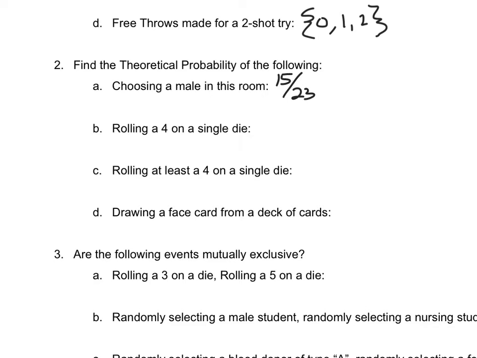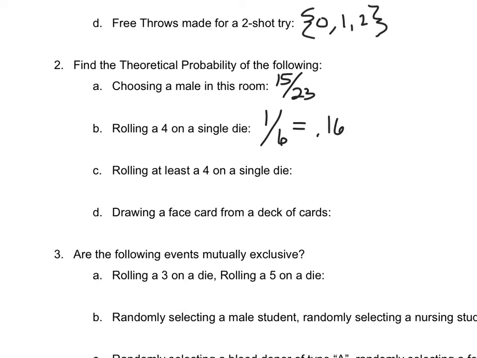Now, what's the theoretical probability of you rolling a 4 on a single die? I need to know the number of 4s on a single die divided by the total number of possibilities. There's only one 4, and there are 6 possibilities because it could be a 1, a 2, a 3, a 4, a 5, or a 6. So the probability of rolling a 4 on a single die is 1 out of 6. We could convert these to decimals. This would be 0.16. Or we can leave them as fractions, but if we do, we want to reduce them.